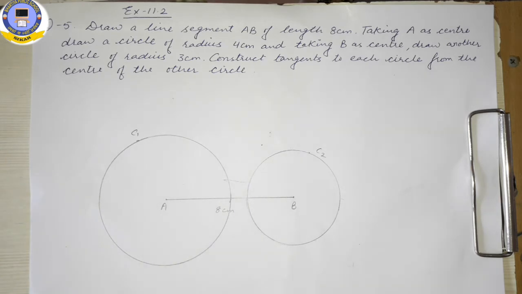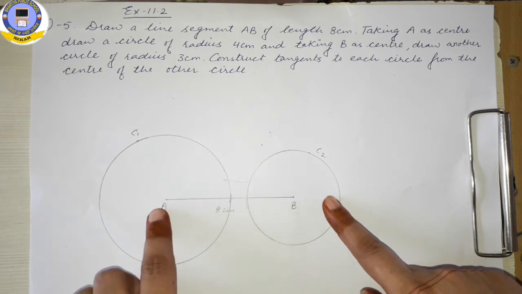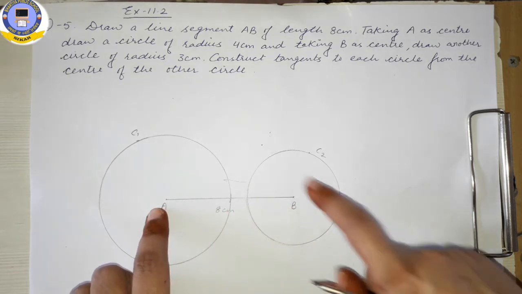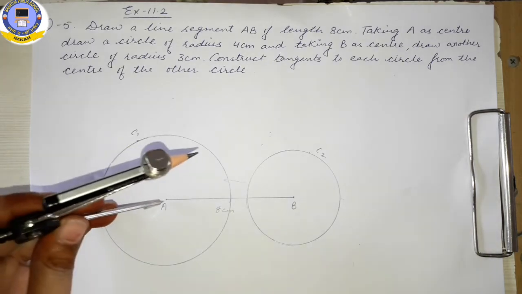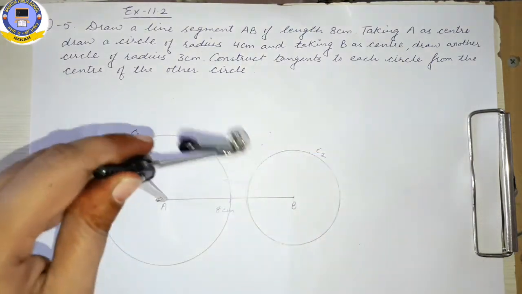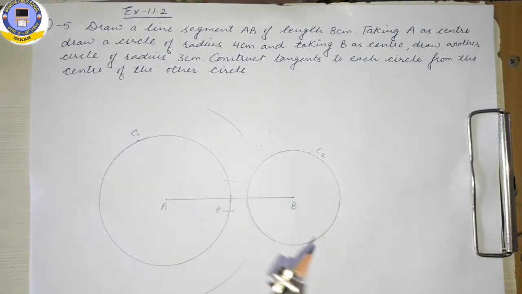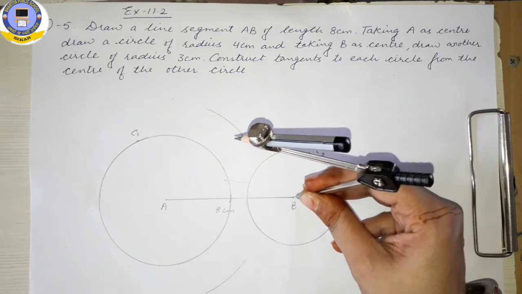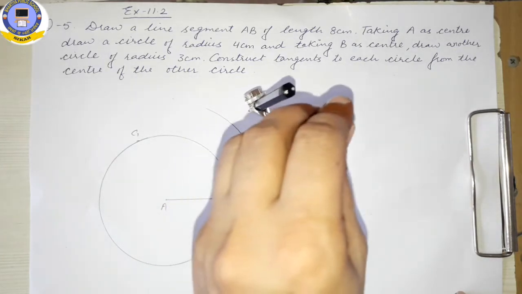Suppose you need to draw tangent on C2. So what you will do? From this external point A, you have to draw tangent on C2. So what we will do? We will draw perpendicular bisector of AB. So same we'll do here. Taking A as a center and open compass more than half of AB, cut an arc upside as well as downside. With the same radius, taking B as center, cut previous arcs.